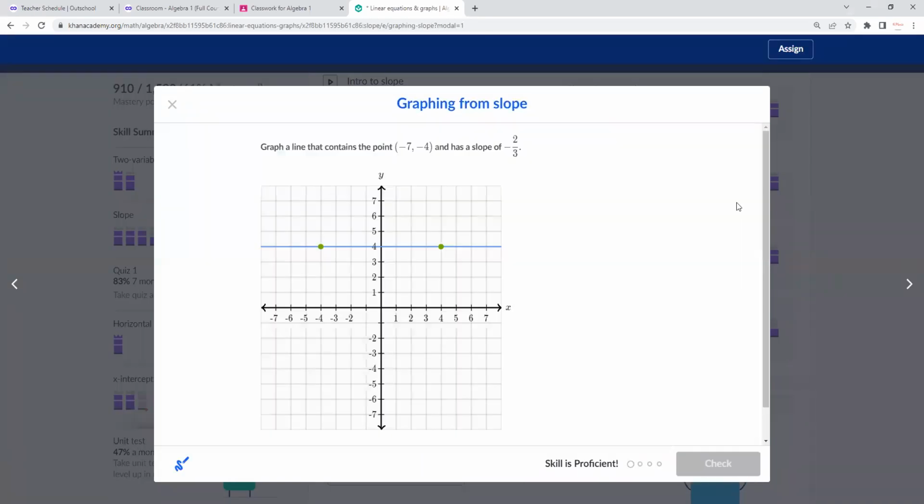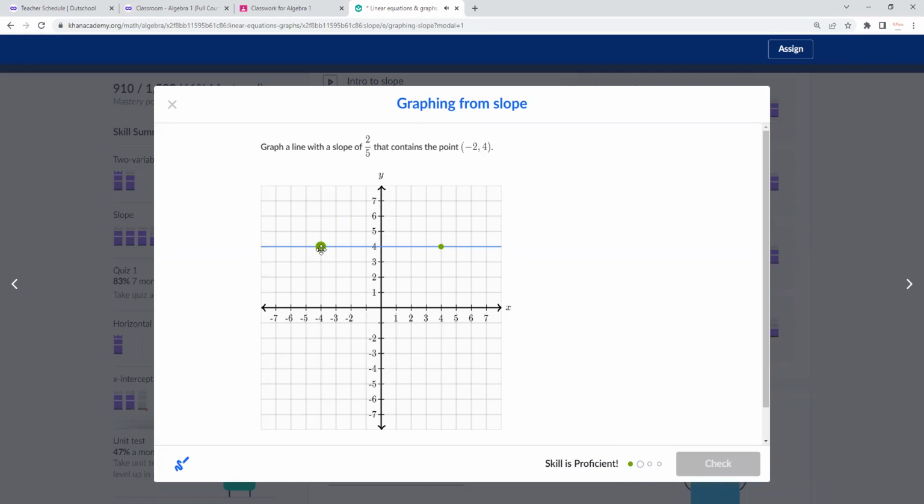Okay, graphing from slope. Super easy as well. It says graph a line that contains the point -7, -4. First you need to go to the point -7, -4, which is here. Then your slope is -2 over 3, which is down 2 over 3. You see that? Down 2 over 3. Remember, you go up and down before you go left and right when you're doing slope.